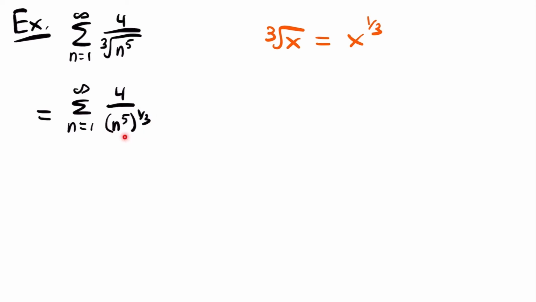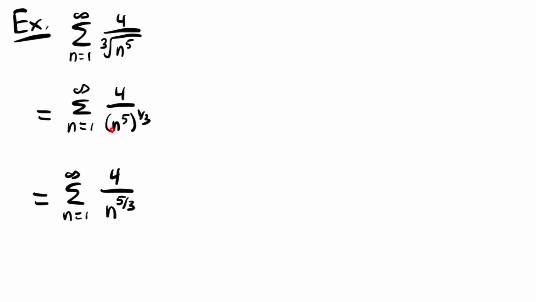Now, if we simplify this expression, we can multiply the exponents, right? We can have 5 times 1/3, and that will be the power of n. And so we could rewrite this to be the sum from n equals 1 to infinity of 4 divided by n to the 5/3 power. Okay, so when you have n raised to a power, and that is raised to a power, you can multiply those powers to have 1 power of n.